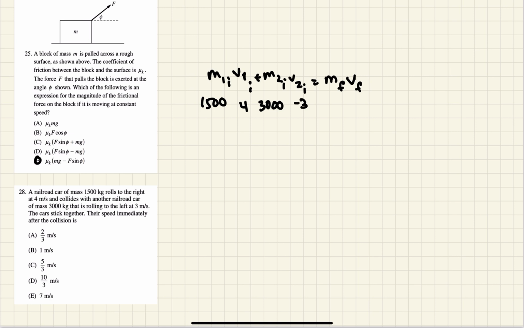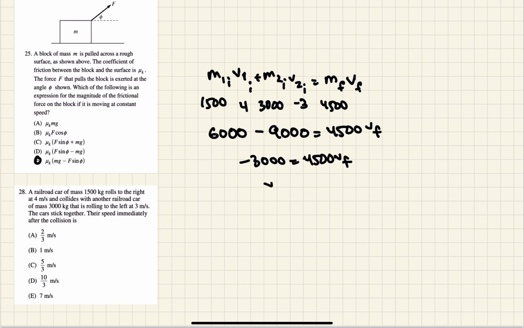And so 1500 times 4 is 6000, minus 3000 times 3 is 9000. And the total mass is going to be 1500 plus 3000, which is 4500. So it's going to be equal to 4500 times v final. So negative 3000 is going to be equal to 4500 times v final. And so v final is equal to negative 2/3 meters per second. Now it does ask for the speed, not the velocity. And so the sign doesn't matter. It doesn't have a direction. And so your answer is going to be 2/3 meters per second.